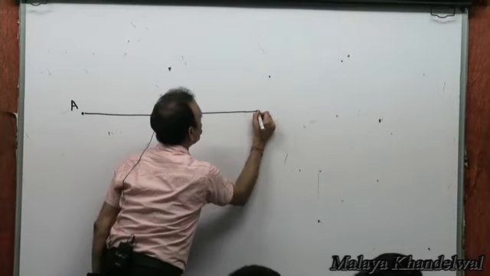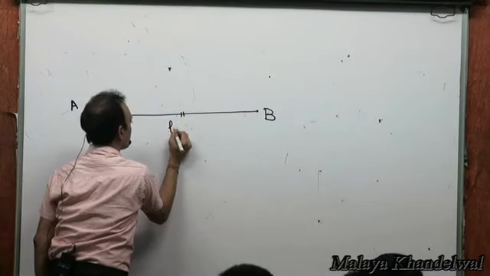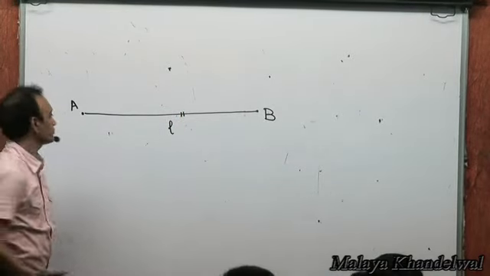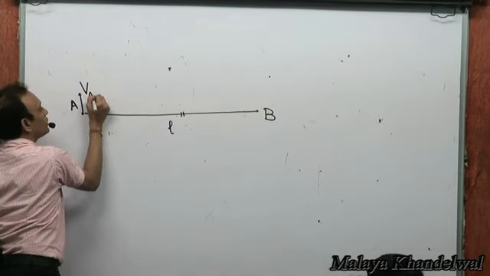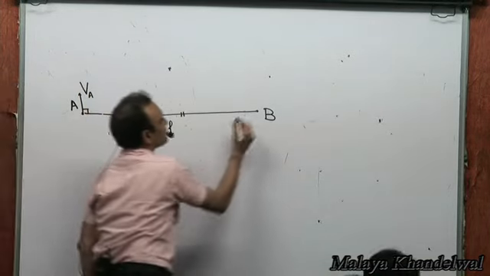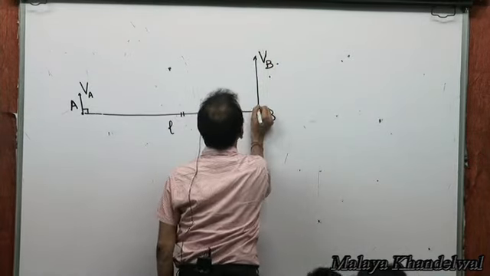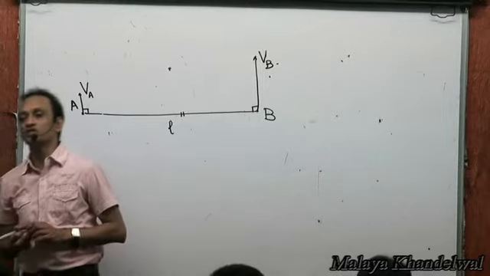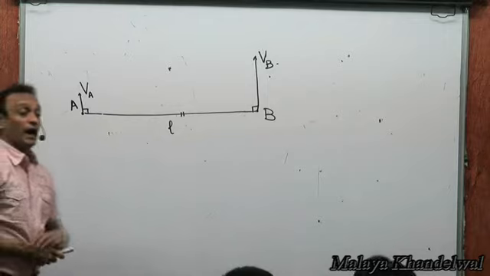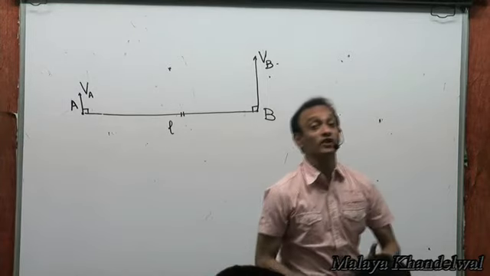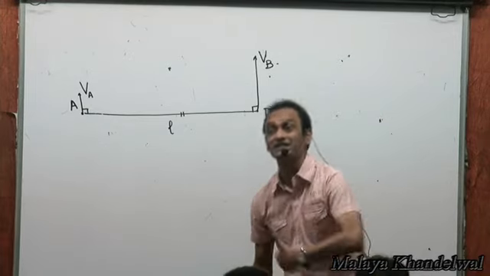Suppose I have A and B and they are separated by a distance L. Say A has a velocity VA perpendicular to AB and B has a velocity VB perpendicular to AB. Right? I now want to be able to compute the angular velocity of B as seen by A.